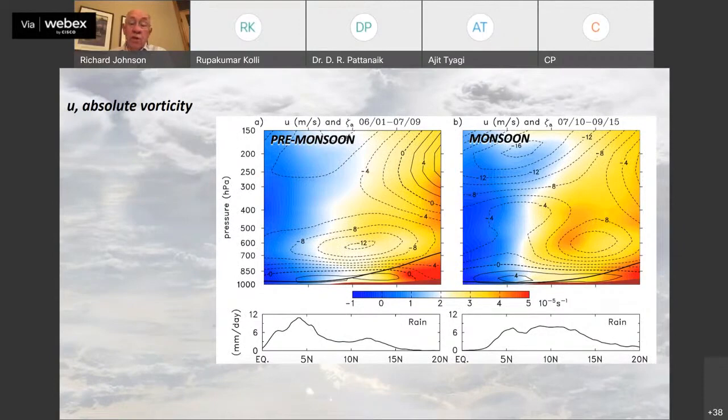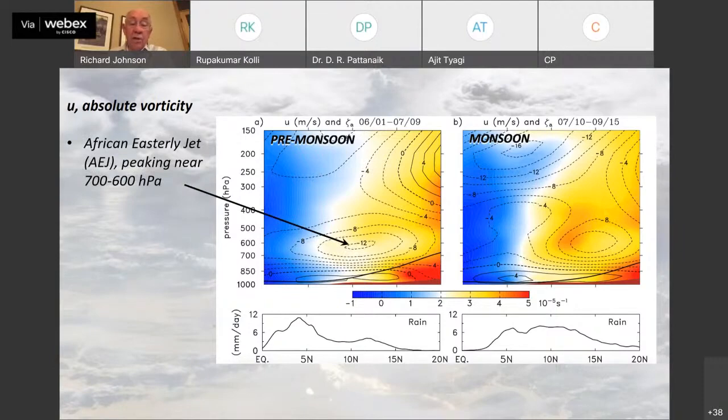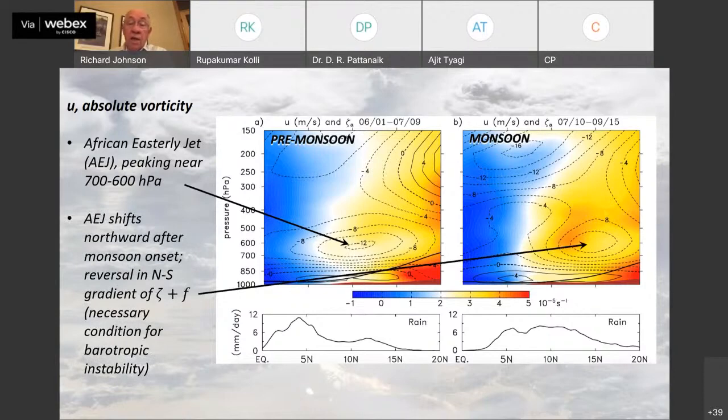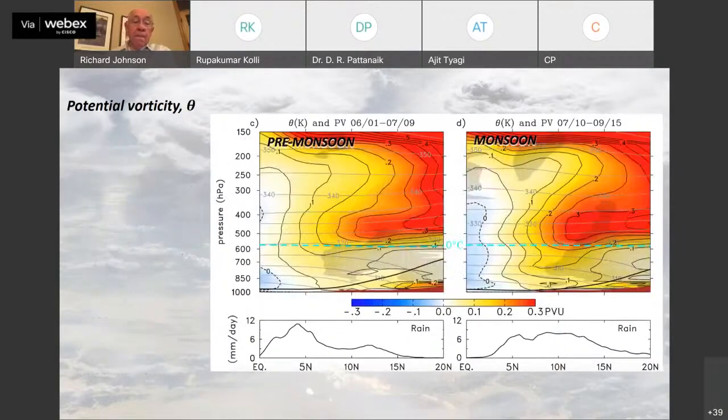These two panels show the pre-monsoon and monsoon periods zonal wind and absolute vorticity. If you click on the next, there will be an arrow which pops up. It shows this African easterly jet around between 600 and 700 hectopascals. And then after the monsoon sets in, this jet shifts to the north. You can see in the color there the absolute vorticity field. And there's a reversal in the gradient of the absolute vorticity, which is a necessary condition for barotropic instability. These are now averages over a long period of time. So in the mean, there's this reversal in the absolute vorticity gradient.